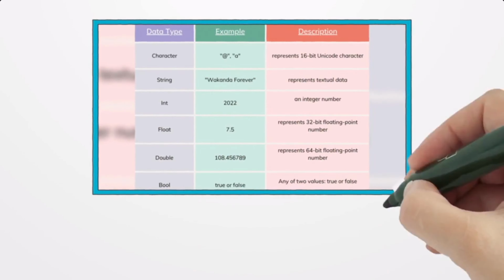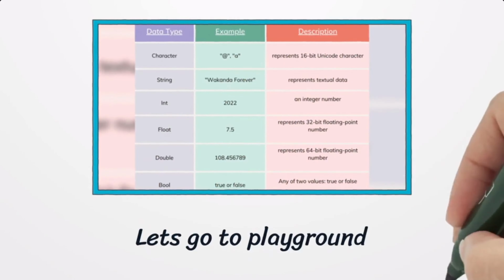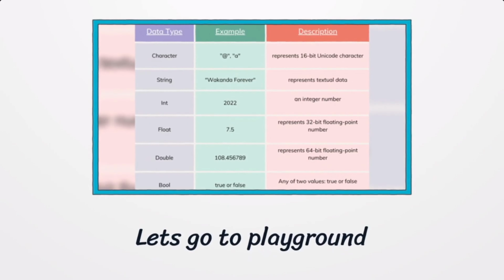A character represents a 16-bit Unicode character, which can be any special character, alphabet, or number. A string represents a collection of characters, which is your textual data. Integer can be any integer number, negative or positive. Float represents a decimal number with 32-bit floating point, whereas double again stores a decimal number but with 64-bit floating point. Boolean represents only two values, which are true or false.